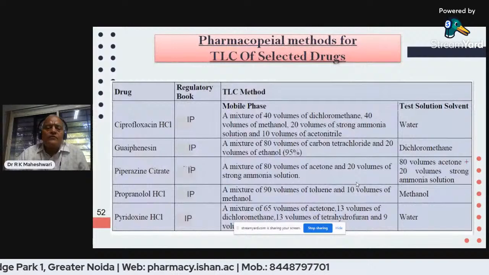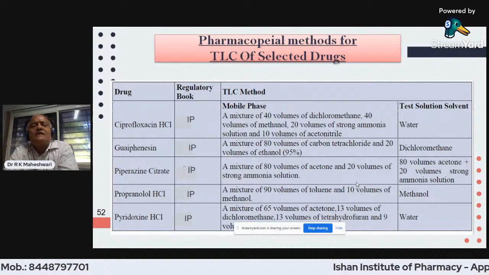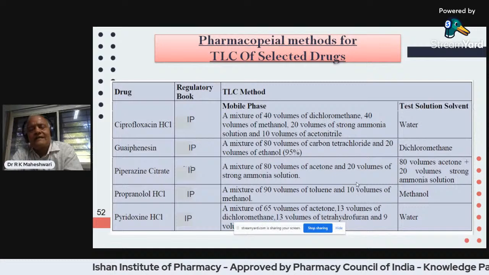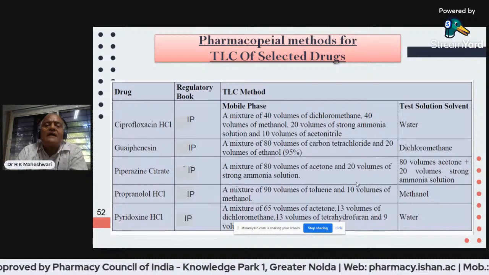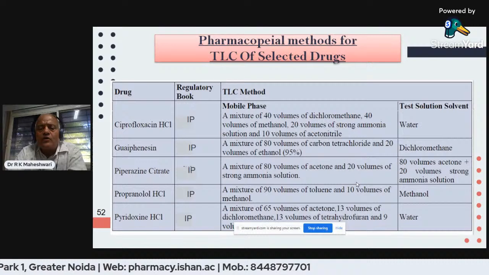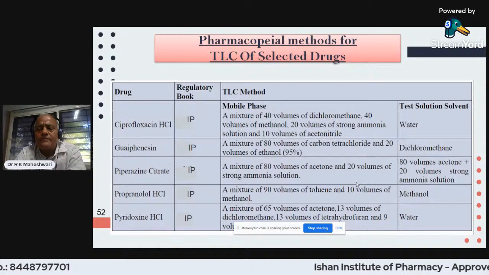Now you listen to one thing from me. Before that, of course, you see this slide. Otherwise, in usual TLC methods, always one or more than one organic solvent is involved to carry out the TLC. For example, you see these are the IP methods for 5 drugs, as you are seeing on your screen. Ciprofloxacin hydrochloride IP method involves the use of dichloromethane, methanol, and acetonitrile. Guaifenesin involves the use of carbon tetrachloride and ethanol. Piperacillin citrate, acetone, and nitrate.